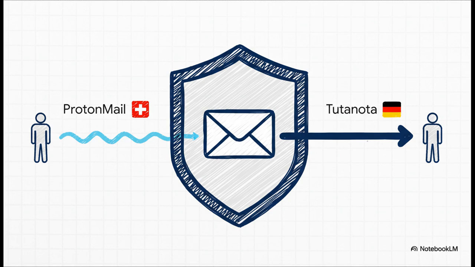Well, services like Proton Mail and Tutanota, which are based in countries with really strong privacy laws, are built from the ground up for security. They offer end-to-end encryption, which means literally no one can read your emails except you and your recipient. This is essential for people like journalists, activists, or anyone who handles sensitive client info where confidentiality is everything.